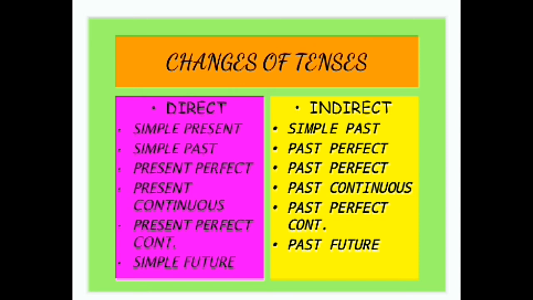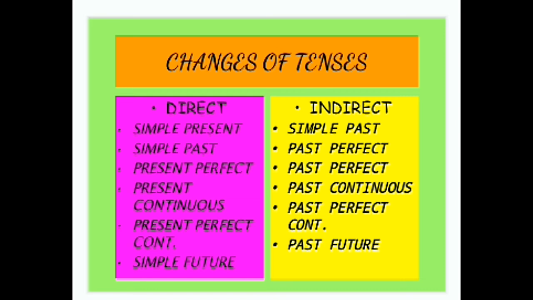And then next, change of tense. Simple present will change into simple past, and simple past will change into past perfect. Present perfect will change into past perfect, and present continuous will change into past continuous. Present perfect continuous will change into past perfect continuous tense, and simple future will change into past future. So here the sentences are given in direct and indirect.